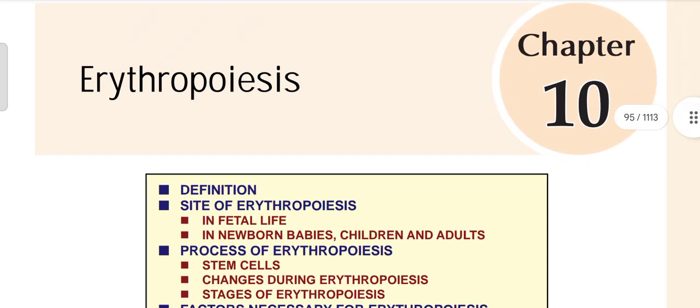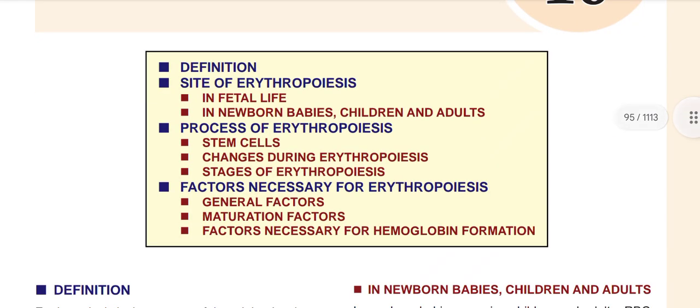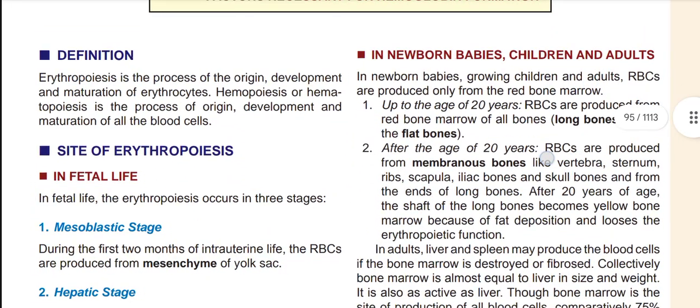Today we will discuss the definition, the site of erythropoiesis in fetal life, in newborn babies, in children and in adults, the process of erythropoiesis, and the factors that are necessary for erythropoiesis. So take a look. First of all, what is erythropoiesis?